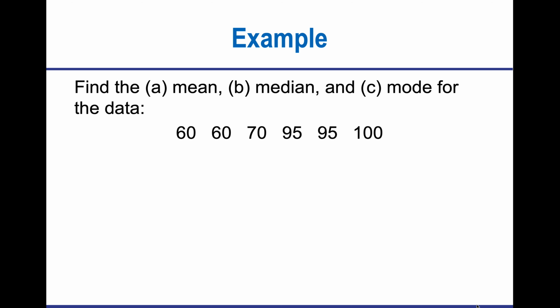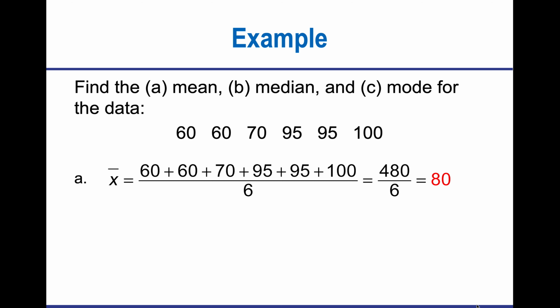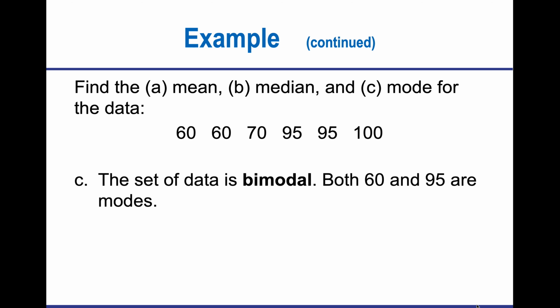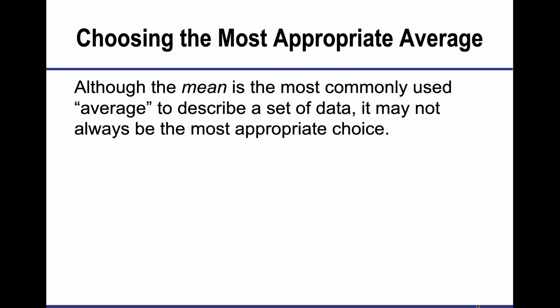Here's some examples of finding the mean, the median, and the mode. To find the mean, I'm going to add my data values. There are 6 of them, so I'm going to divide by 6, and there's my mean. For the median, I have them already arranged from least to greatest. There's an even number of data values, so I add the middle 2 values and divide by 2. This set is bimodal because 60 and 95 occur the exact same number of times, so that means I have to share the mode between them.